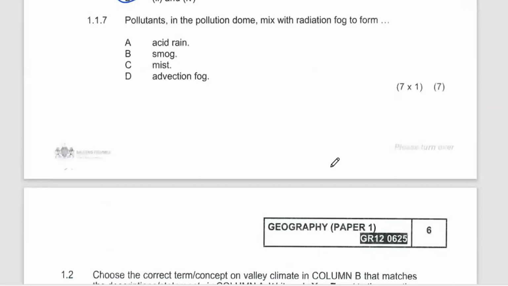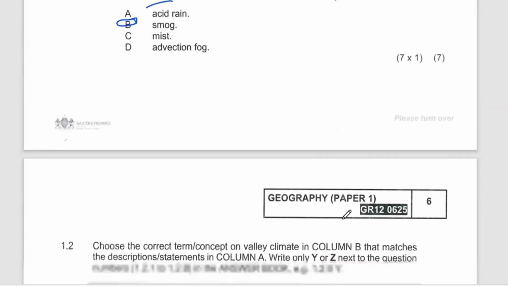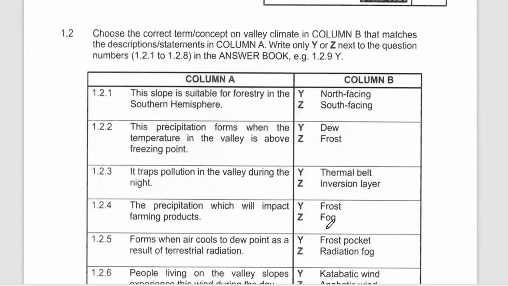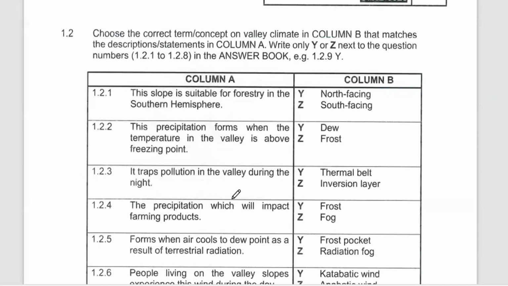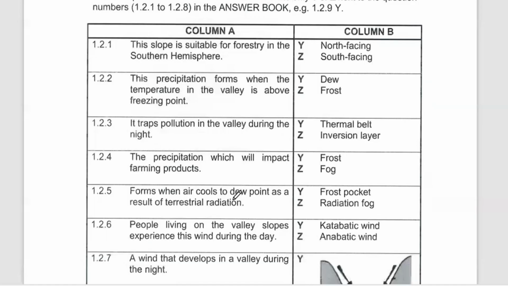Right, moving on to the next question. Pollutants in the pollution dome mix with radiation fog to form. The mixing of pollutants with fog, they form what we call smog. Right, we move on to the next question, 1.2. It talks about a matching question. We're going to analyze the matching questions and try to figure out the right responses.